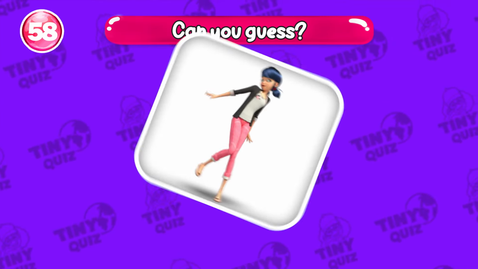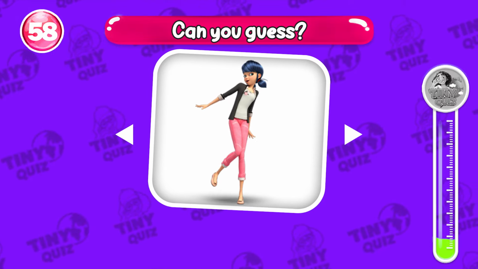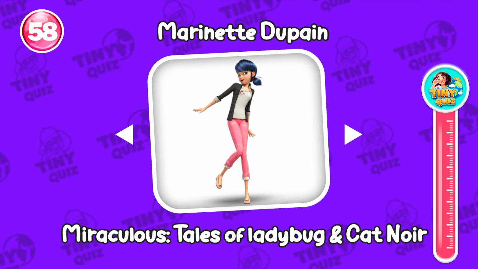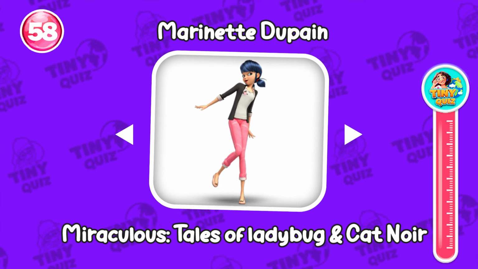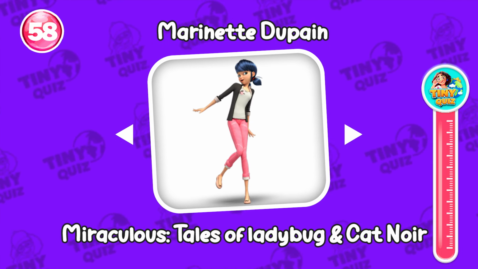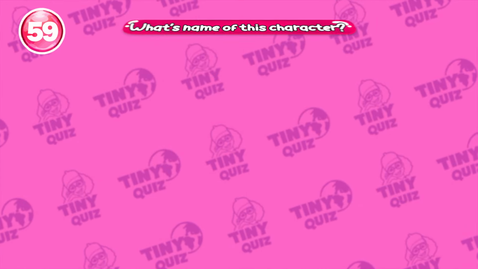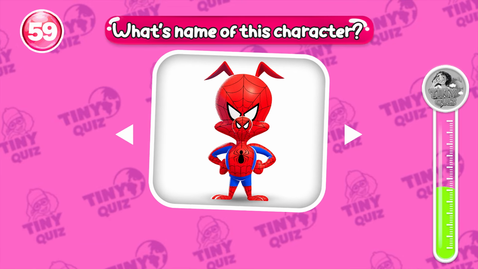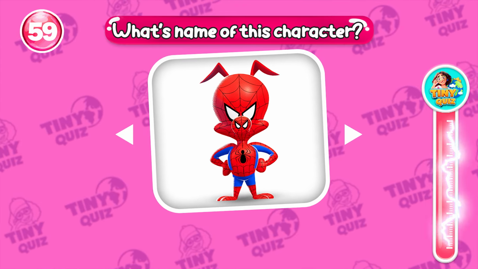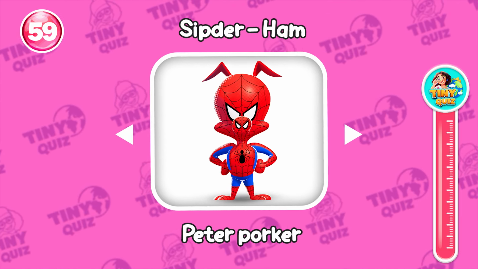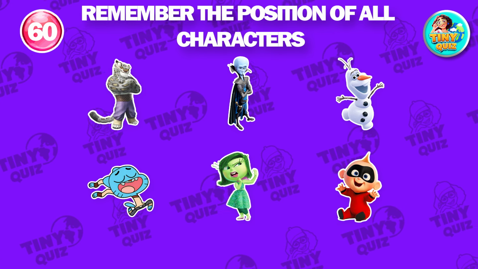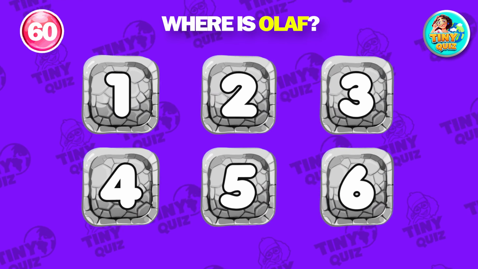Question 58. Can you guess? Marinette Dupain-Cheng from Miraculous: Tales of Ladybug and Cat Noir. Question 59. What's the name of this character? Spider-Ham or Peter Porker? Question 60. Remember the character here. Where is Olaf?